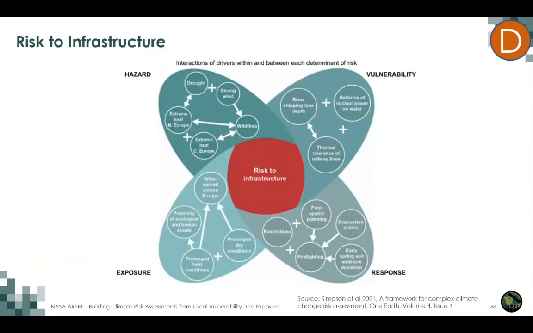We can also take that same risk diagram, sometimes these risk diagrams are called propeller diagrams, and we can add more detail around specific assets that are at risk. So here is an example looking at risks to infrastructure that looks at the drivers within each component of risk, each determinant of risk, and how they interact within each other, and how they interact together in the broader risk framework. And we'll show in the second part some more examples of how we've done similar elaborations in our project. But this type of mapping gets to the second level and beyond, and is very helpful as an exercise with stakeholders.